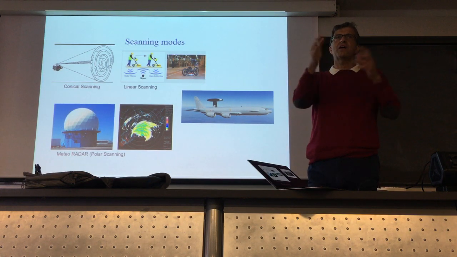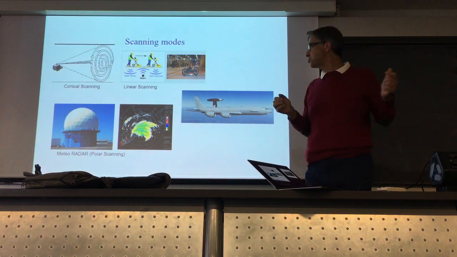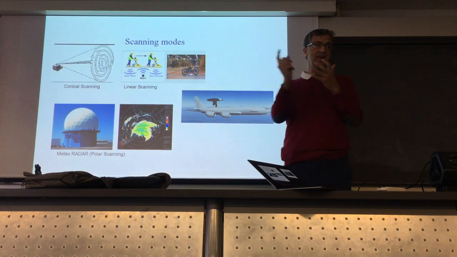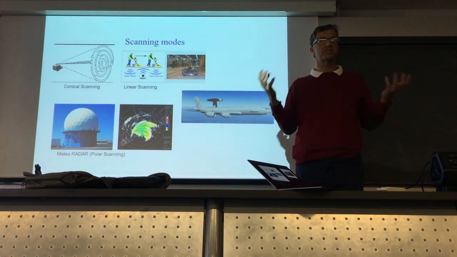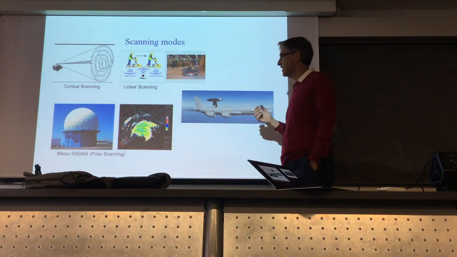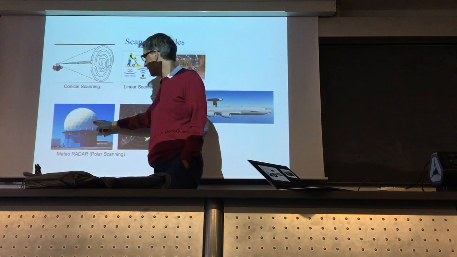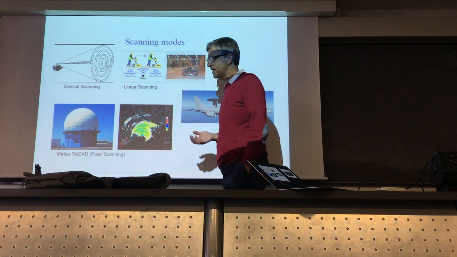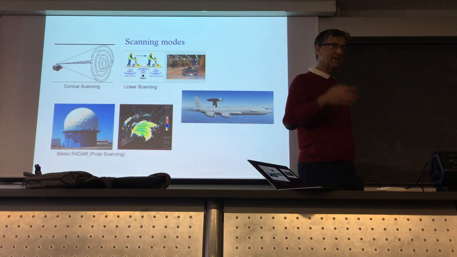So in the circular array you have a great resolution, but you don't need any motion at all, and this means that you spare a lot of time. So the acquisition is much faster than ours. This is a meteorological radar. Meteorological radar, there is one also in this area.